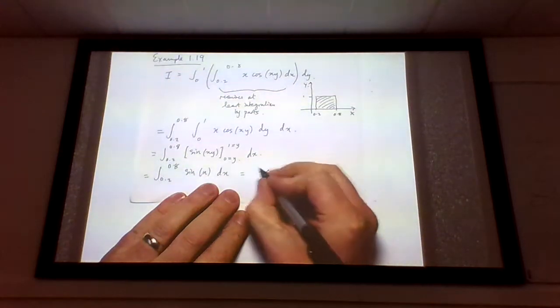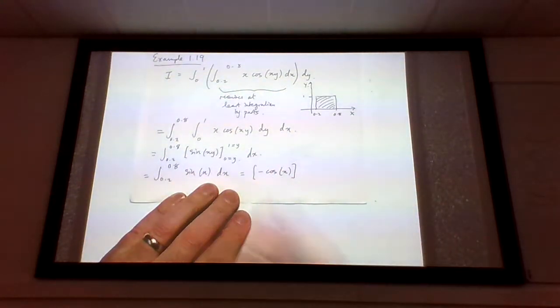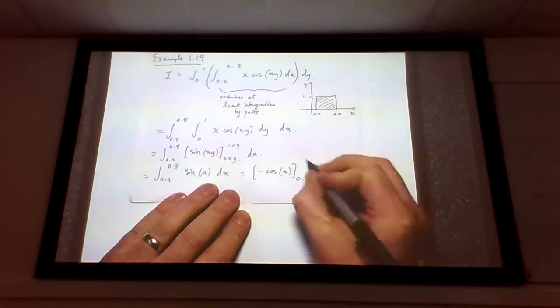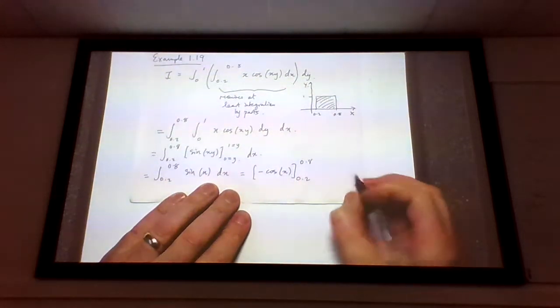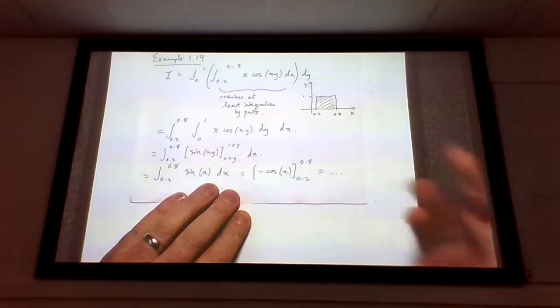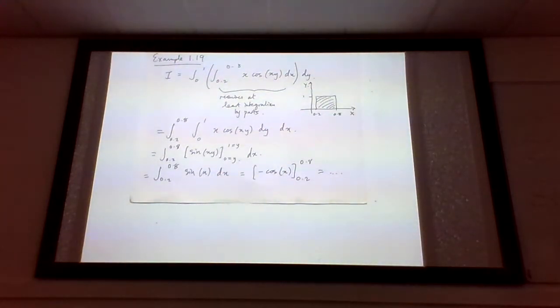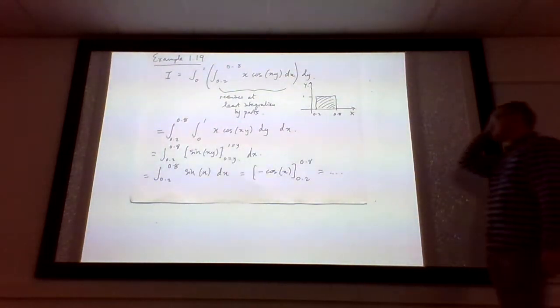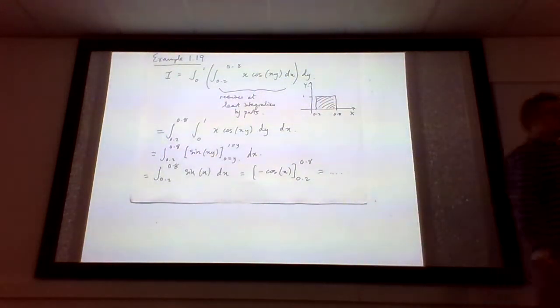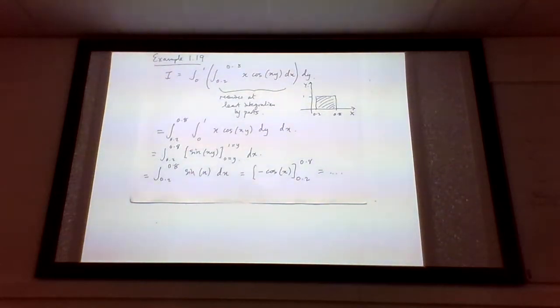So the integral reduces to this, and that just looks like a plain old integral of a function of a single variable, whose integral is minus the cosine of x, evaluated at 0.2 and 0.8, which is whatever it is. I haven't evaluated that for some reason. But that's just the straight difference of these two values of cosine. So the change of order of integration has made the integration easier. Okay? So it's available to us as an integration technique.